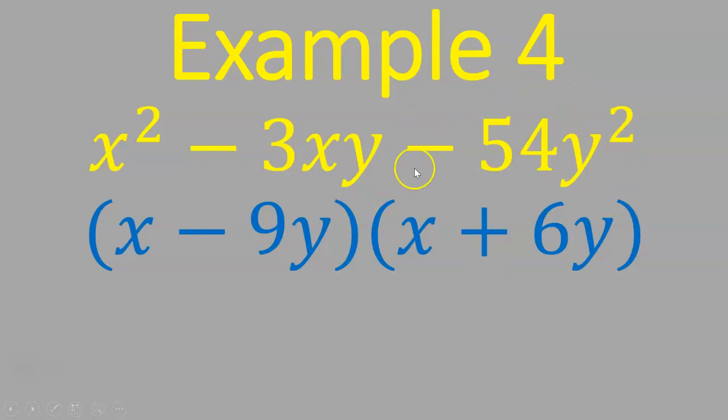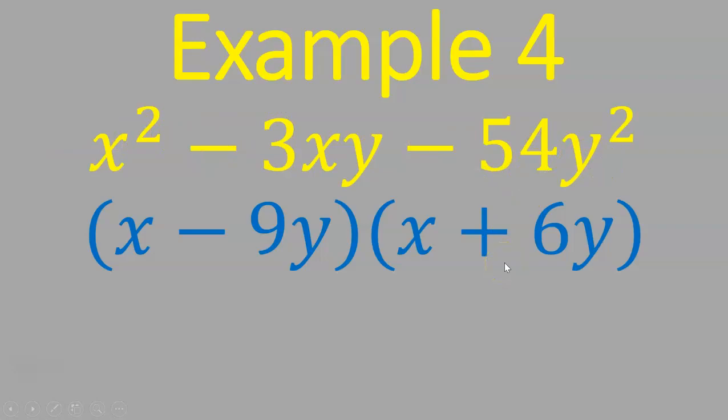And factors of negative 54 that add to negative 3 are negative 9 and positive 6. Let's check it. Negative 9 times 6 is negative 54. Negative 9 plus 6 is negative 3, so it checks out. And notice we need these y's here to make that y squared. And if you were to multiply that out, you're going to get this here.